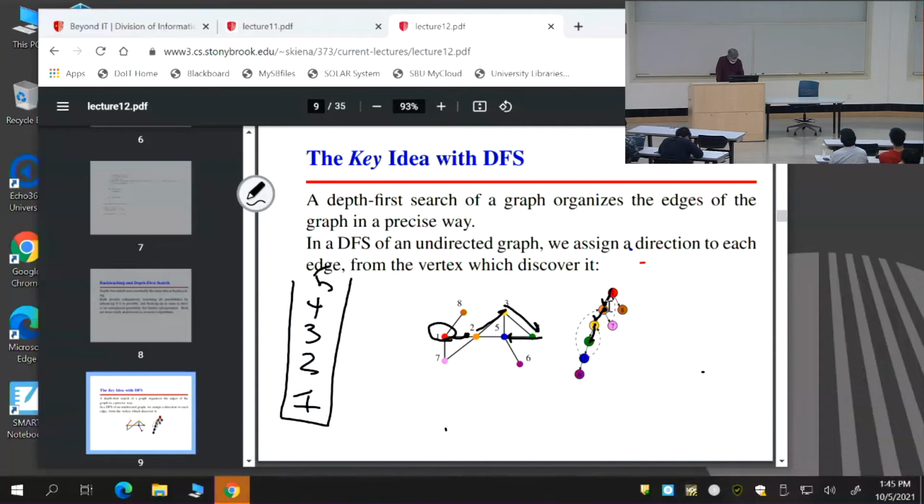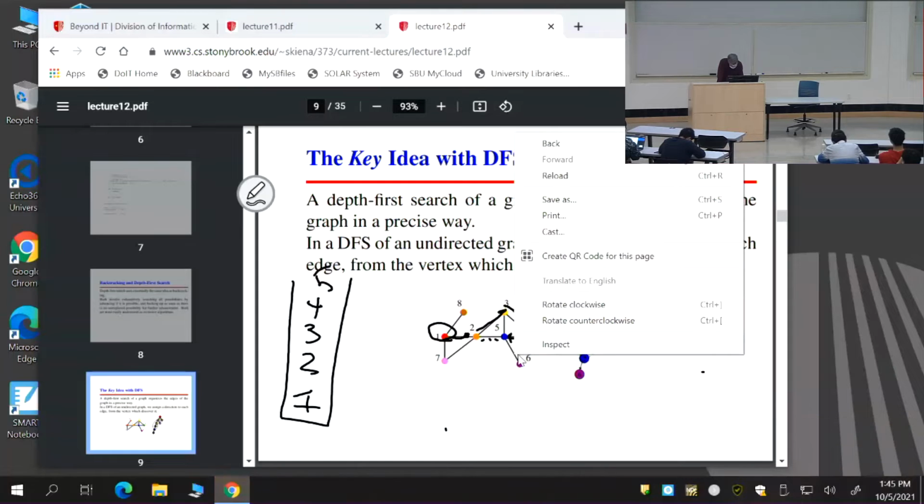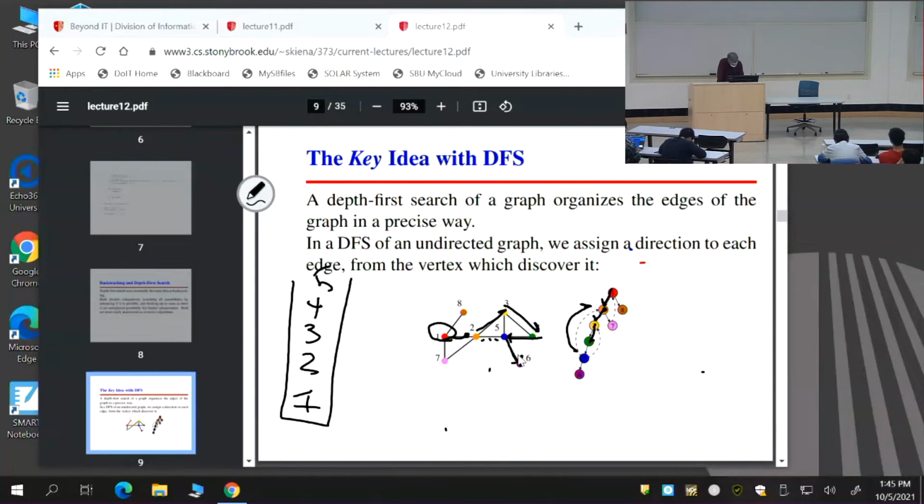From 5, I could divert to vertex 2, but 2 has already been discovered. It's not completely finished yet, right? So what's that edge going to be? That's an edge from 5 back to 2. See those dotted edges there? That's a back edge. It's going back to an ancestor. Now I take a look at what else I would find. Oh, 6. 6 is new. I'm going to put 6 on my stack.